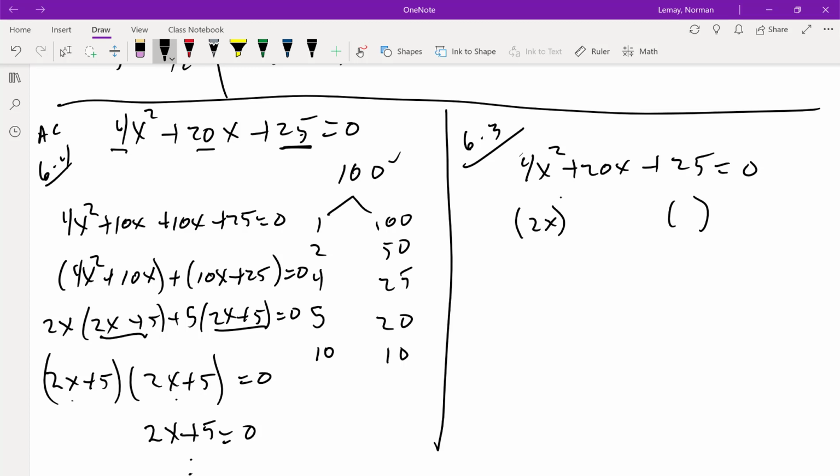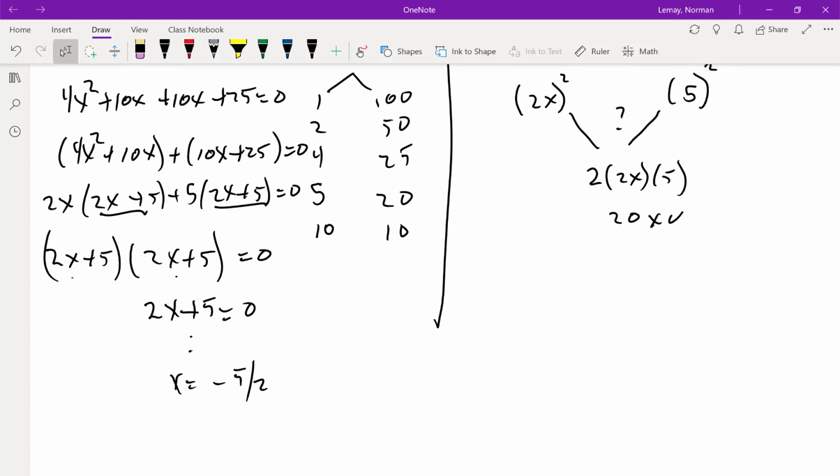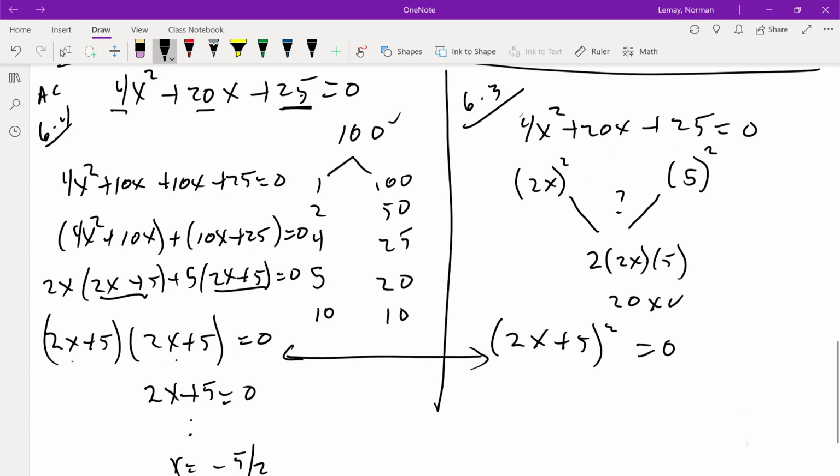Notice that this is 2x squared, and over here we wrote that as 5 squared, and then we asked the question, does the middle term equal 2 times 2x times 5? Notice that 2 times 2 is 4 times 5 is 20x. Since that is true, then this is equal to 2x plus 5 squared, and that has to equal 0. So we came up with the exact same thing, two different methods.